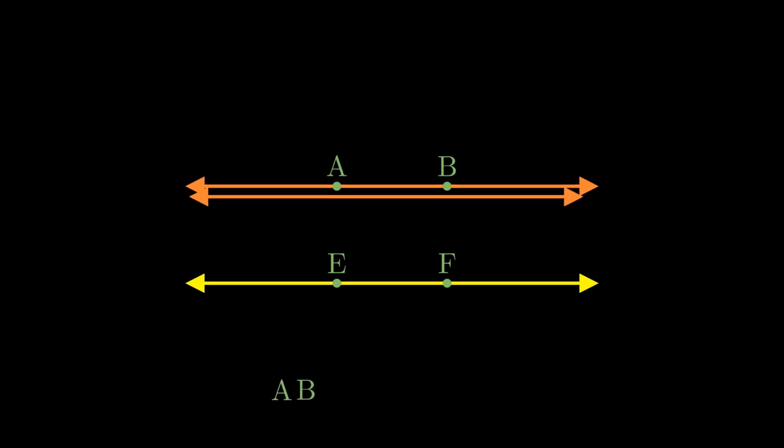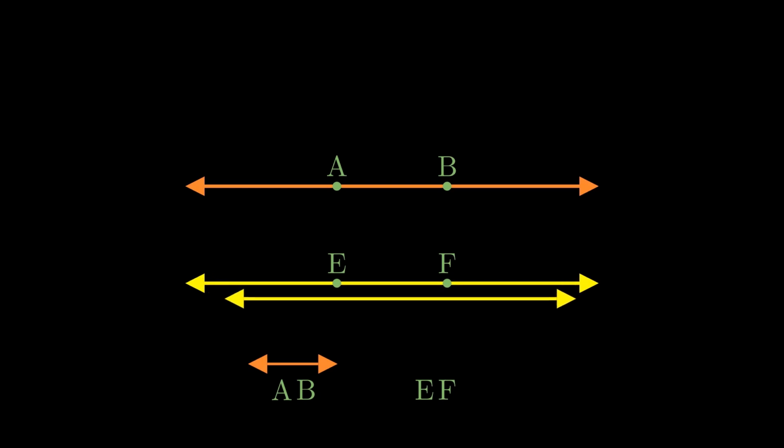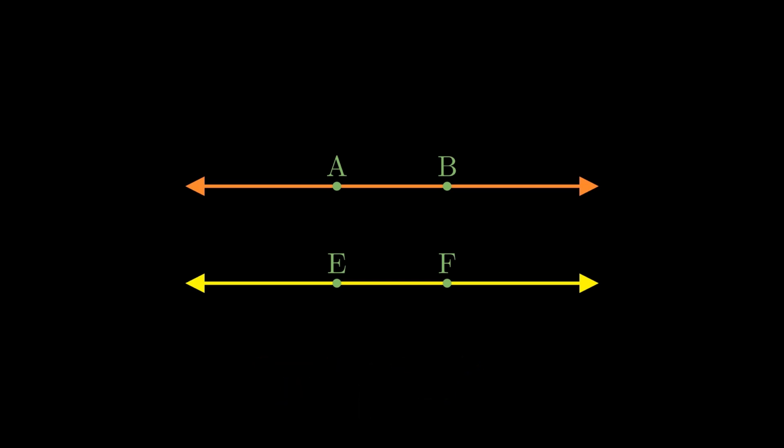So suppose we have two lines, one with points A and B, and the other with points E and F. Remember, when naming lines, we use any 2 points on the line and place a line symbol above them. So the first line can be named line AB, with a line symbol above the letters. The second line can be named line EF, with a line symbol above the letters. To indicate that these two lines are parallel, we use the parallel symbol, which looks like 2 vertical lines. So this reads line AB is parallel to line EF. Great, now you can represent parallel lines using the correct notation.